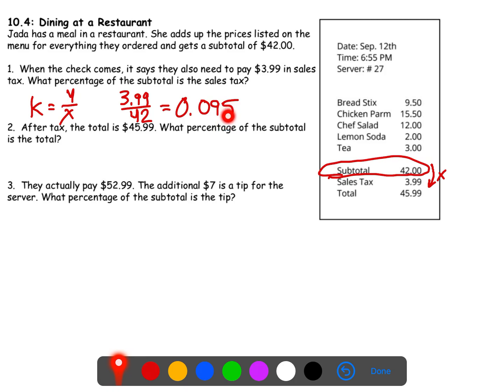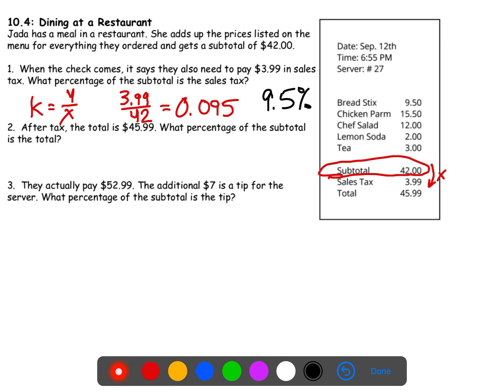If we look at spending per $100, then we're going to be spending $9.50, 9.5%. That would be our sales tax here.